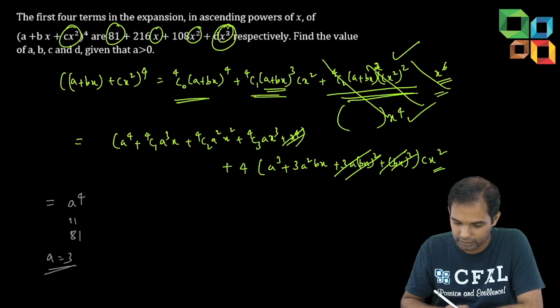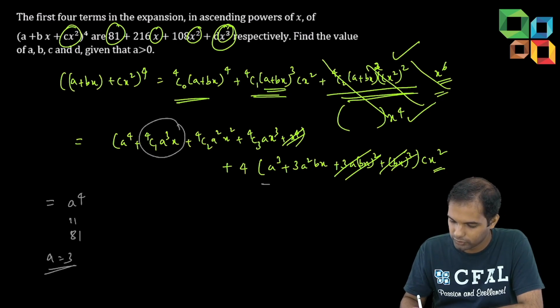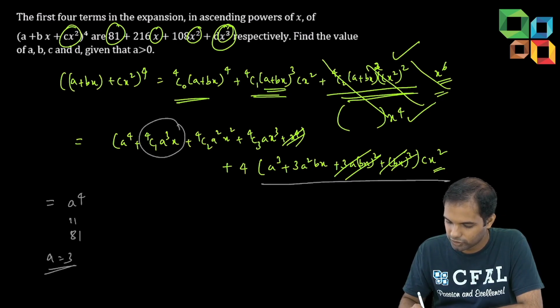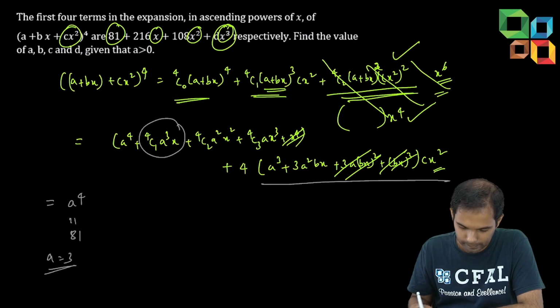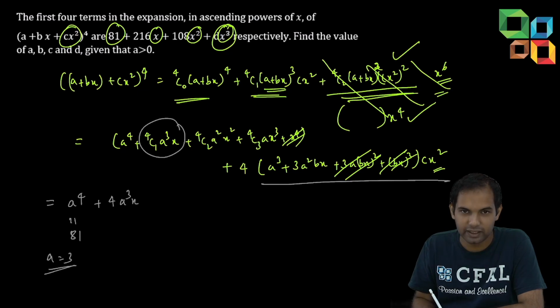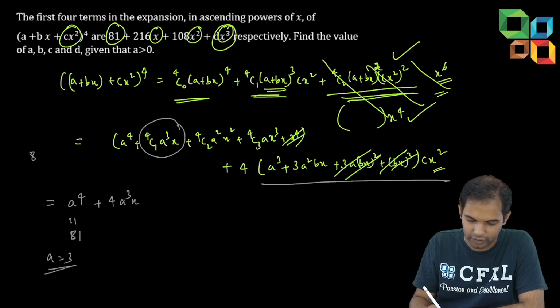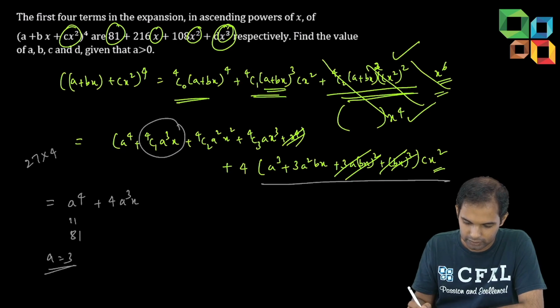Very easy. Next term, coefficient of x. There's one x term here. Look at the terms here. None of the terms have an x coefficient. Minimum is x square. So the next term would be 4c1, which is 4a cube into x. Is it matching with our number? Just to check, we got a is equal to 3. 3 cube is 27. 27 into 4.